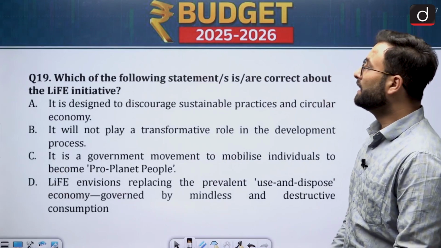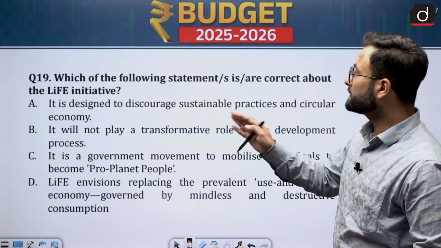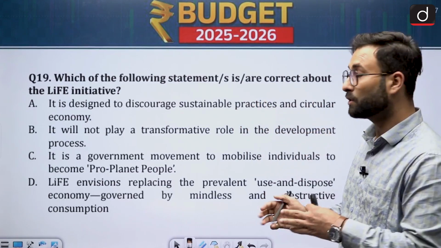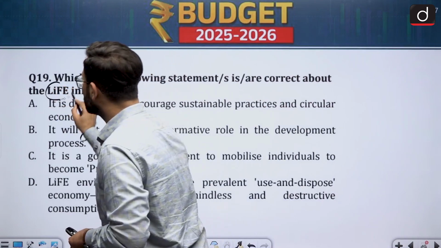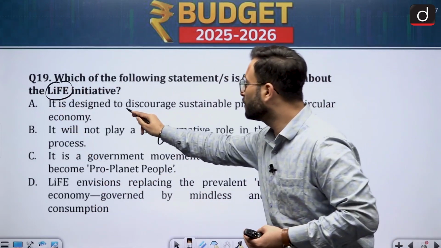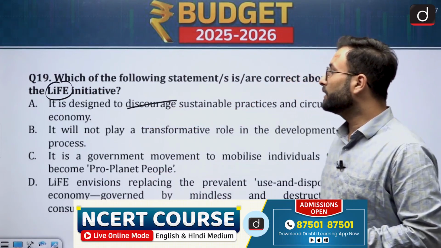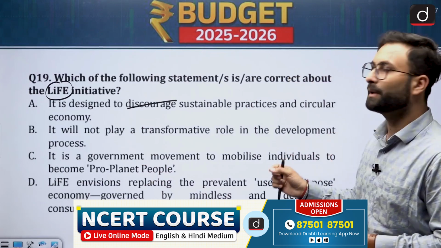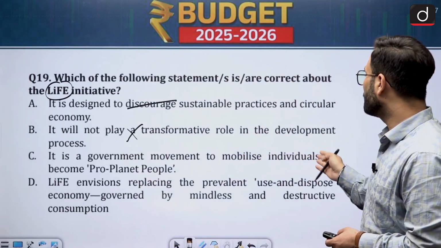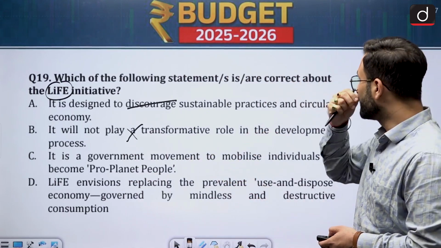Coming to the 19th one, which of the following statements is or are correct about the LIFE initiative? It is designed to discourage sustainable practices and the circular economy. Obviously they are talking about the LIFE initiative, which should be a progressive thing. So it is not to discourage sustainable practices, but to encourage them. Coming to the second one, it will not play a transformative role in the development process. Obviously that is also incorrect. It is a government movement to mobilize individuals to become pro-planet people. That is something which you can consider.